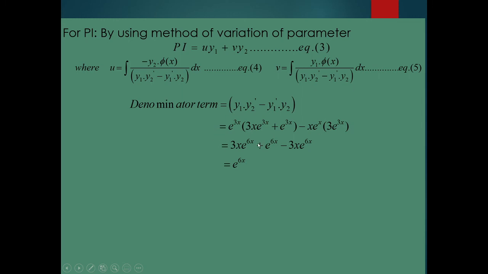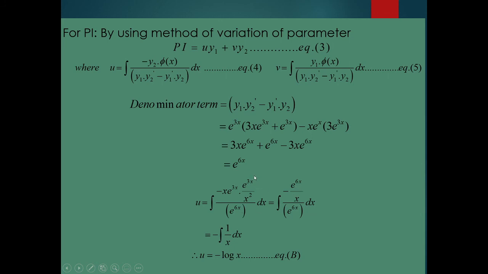Now we simplify these terms. Here 3x e to the power 6x is negative and this 3x e to the power 6x is positive, so they get cancelled. We get the e to the power 6x term. Now we calculate the u value by applying formula 4. Therefore, u equal to, here substitute the value of y2 with minus sign, minus of y2, then the right hand side of the given equation, e to the power 3x upon x square, and the denominator term is e to the power 6x.